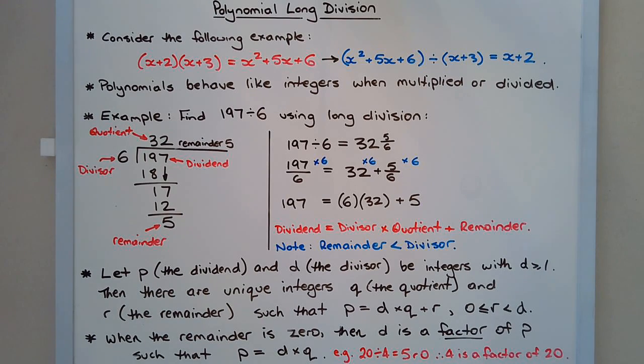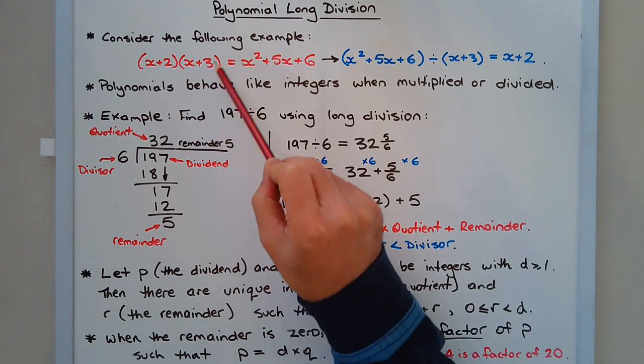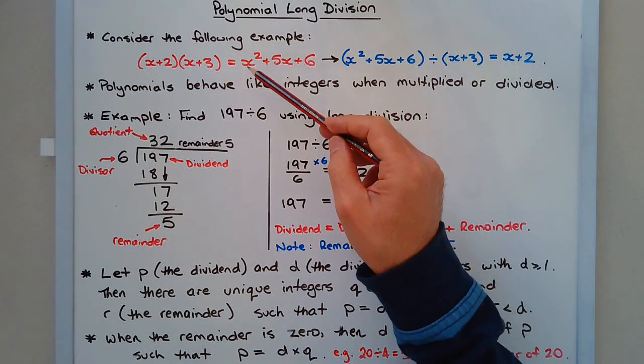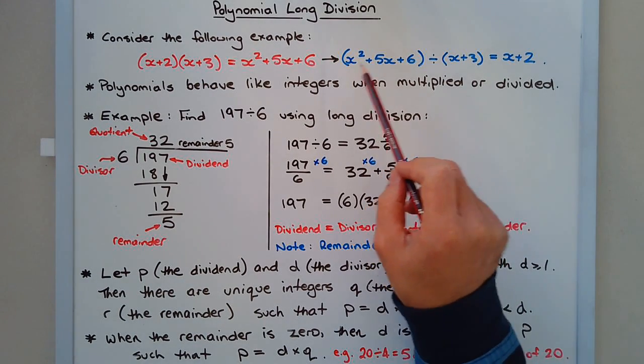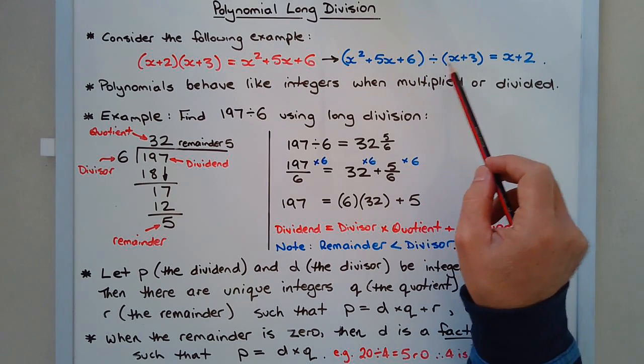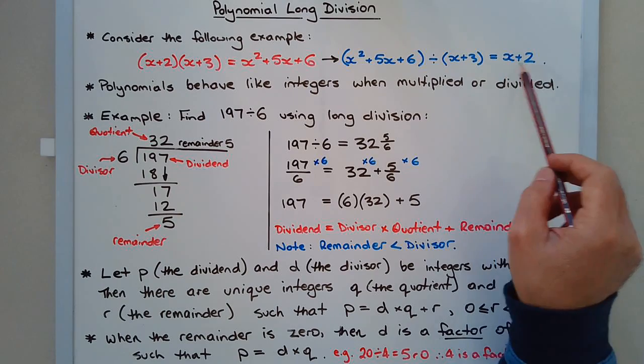Polynomial long division. Consider the following example. (x + 2)(x + 3) is equal to x squared + 5x + 6 when expanded. Let's reverse this process. If we start off with the product, x squared + 5x + 6, and then divide it by one of the factors, so I chose x + 3, that equals x + 2.